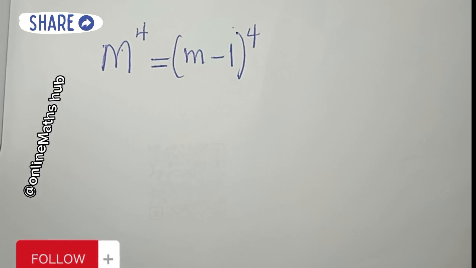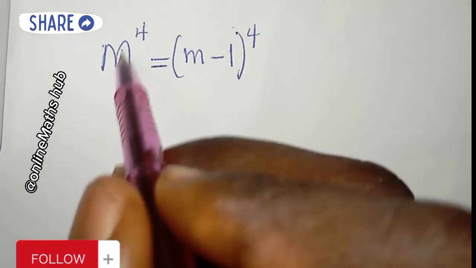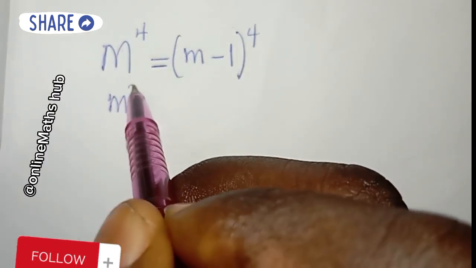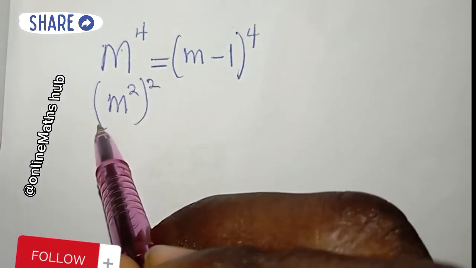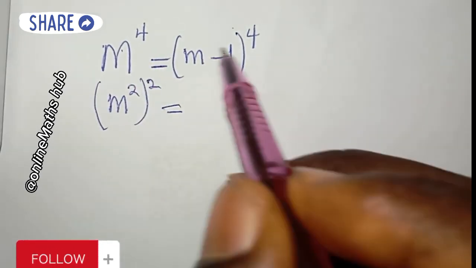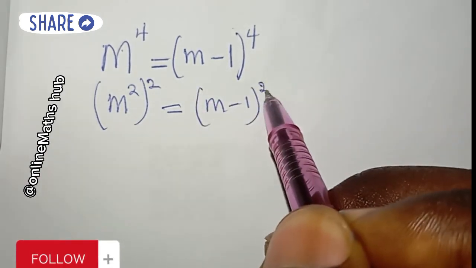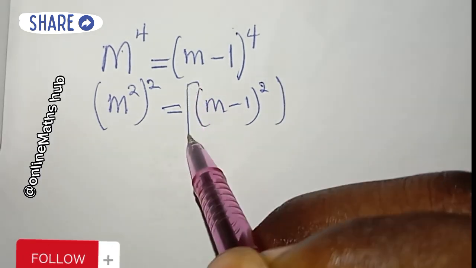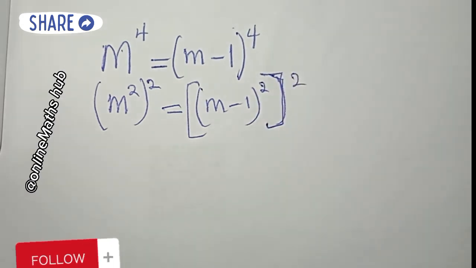So I'm just going to be using one of the simplest methods to solve this. What I'm going to do is rewrite m^4 as (m^2)^2, so that when you simplify, you have m^4. And I'll do the same for the right side, so this is ((m - 1)^2)^2. Okay, so this is what I have.